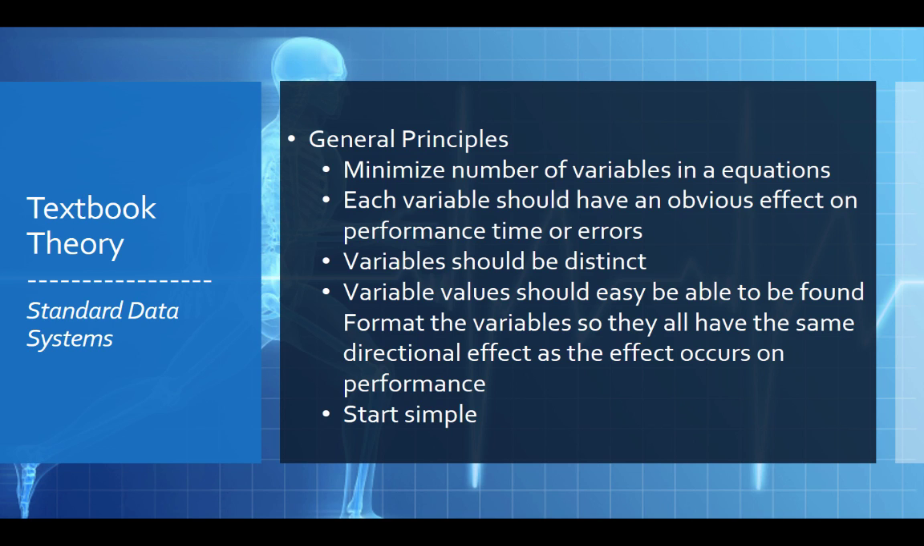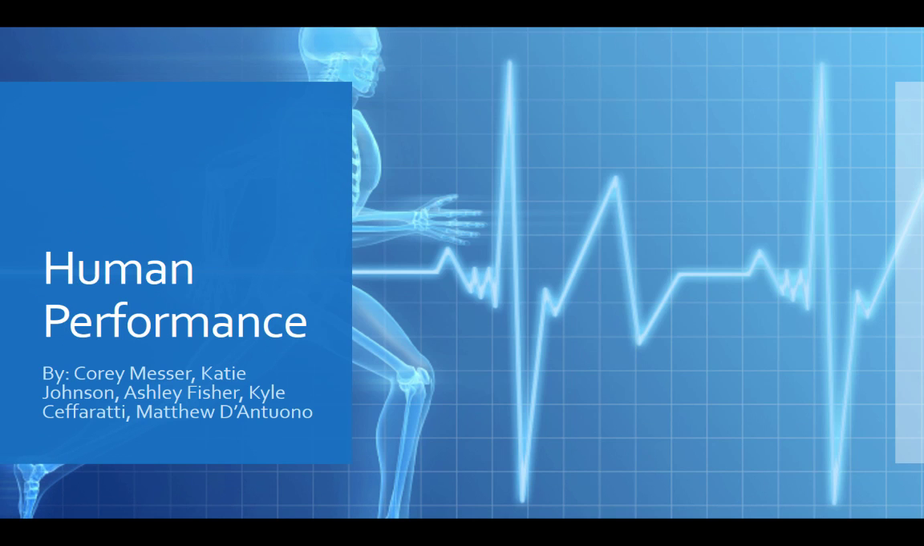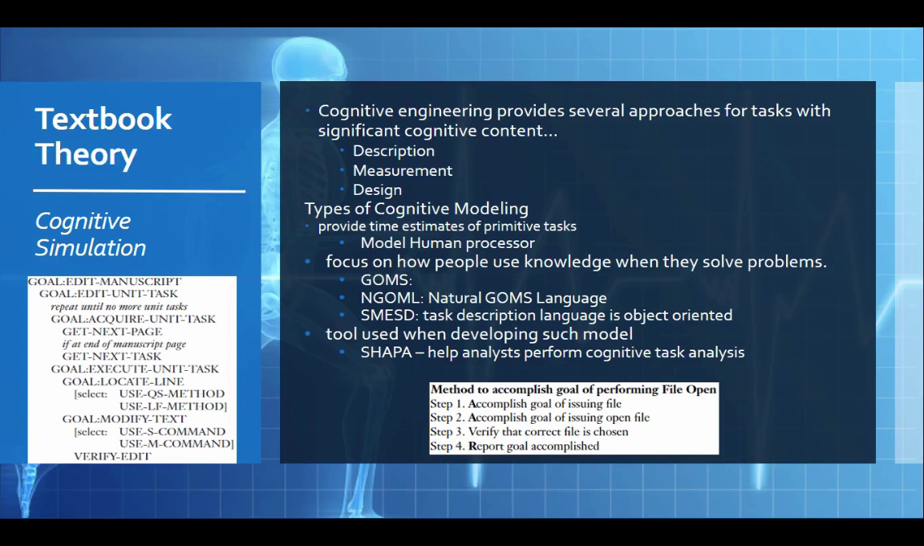Format the variables so that all of the same directional effects also have the same occurrence on performance. And then also, you're just going to want to start simple. You want to keep the most important variables in the formula and also add variables that improve the predictive ability of the formula. And now on to cognitive simulation.